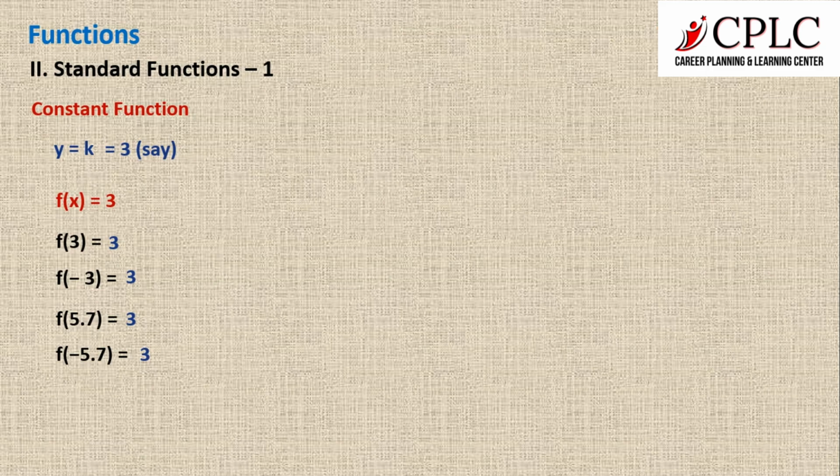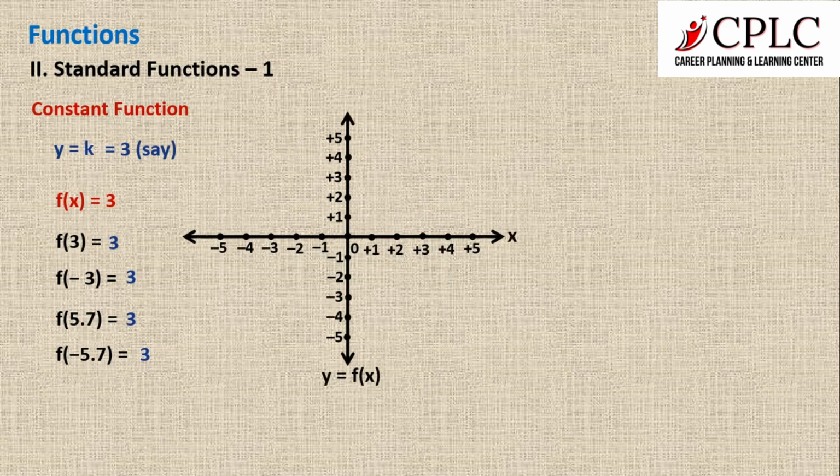Graph perspective, obviously, the y-axis value is the same, which is 3 in this case. It will be a straight line parallel to the x-axis, something like that. So this is what the constant function is.